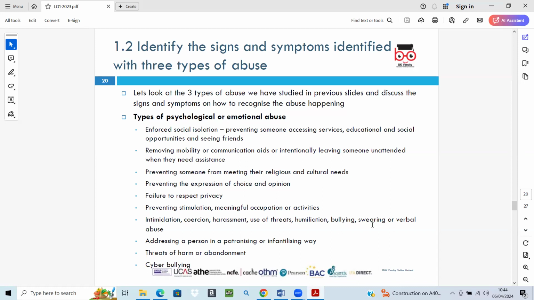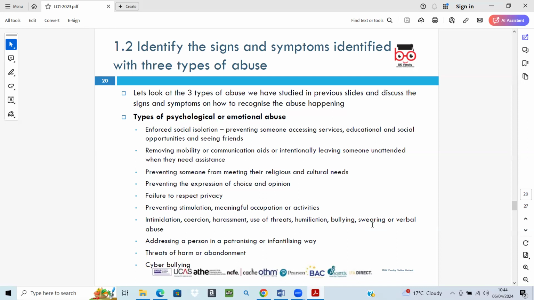Right. So we have again so many bullet points here. So I'll try to explain in my own words. For example, enforced social isolation. What does it involve? This involves preventing someone from accessing services, educational and social opportunities, and seeing friends. Then what will be the sign and symptom for that? The person may appear lonely, withdrawn, or disconnected from their usual circles.